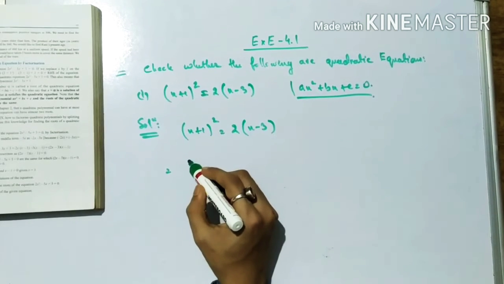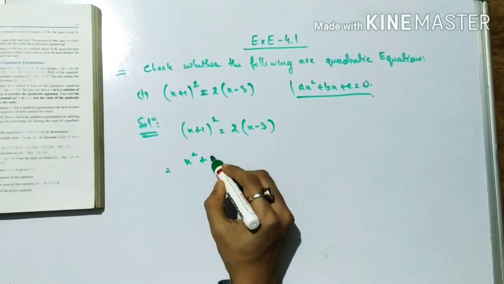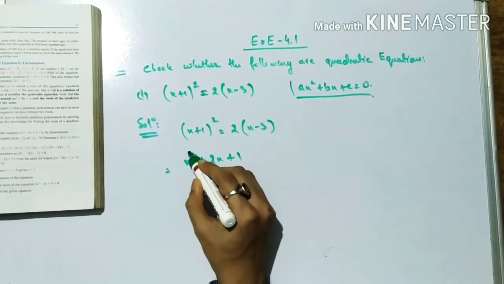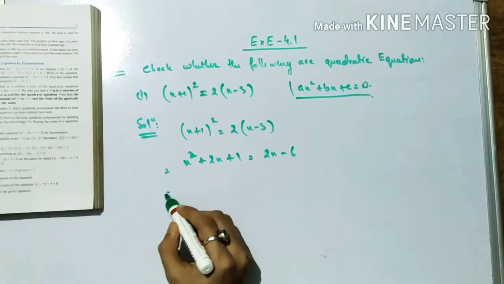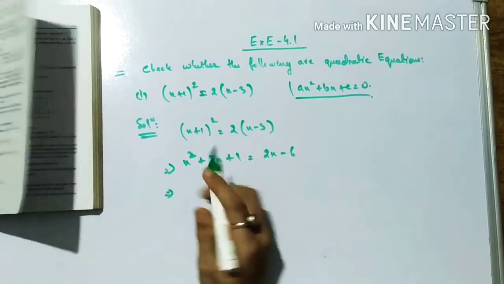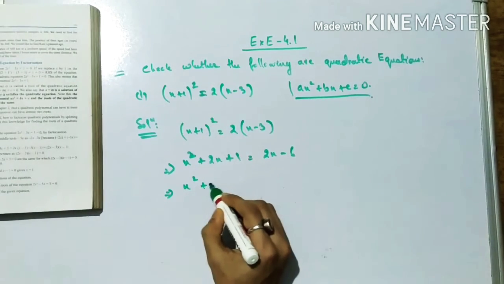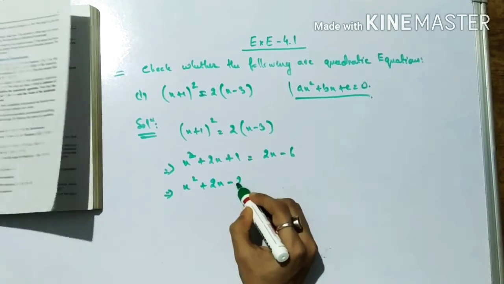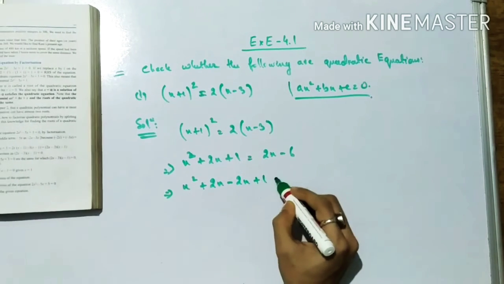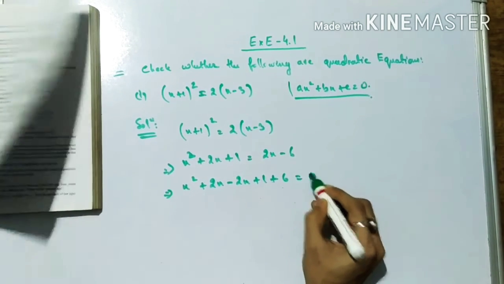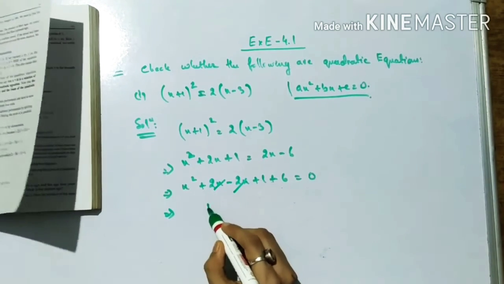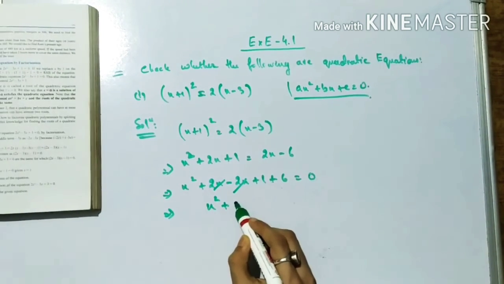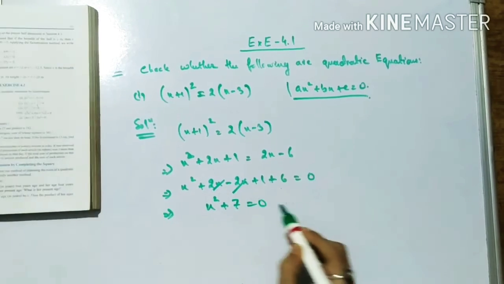Let's expand this using the formula. x square plus 2x plus 1 is equal to 2x minus 6. Everything I will bring to this side. x square plus 2x minus 2x plus 1 plus 6 is equal to 0. So this one I can cut. Ultimately I will get x square plus 7 is equal to 0.